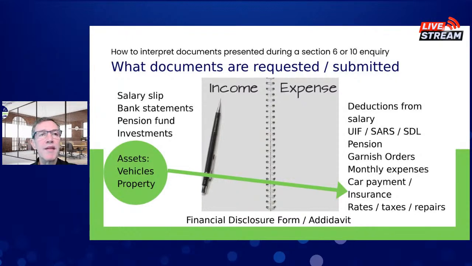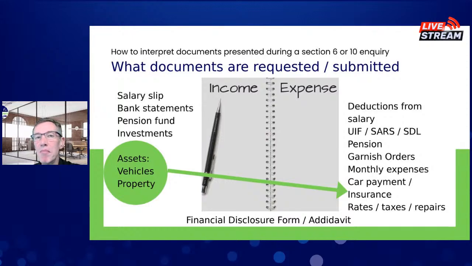Also important, and that's why I marked it as assets, is to see things like car payments, that would be a deduction. So if the respondent does own a vehicle, they would at some stage, on one of the documents or one of the banking statements, have a deduction for a car payment.